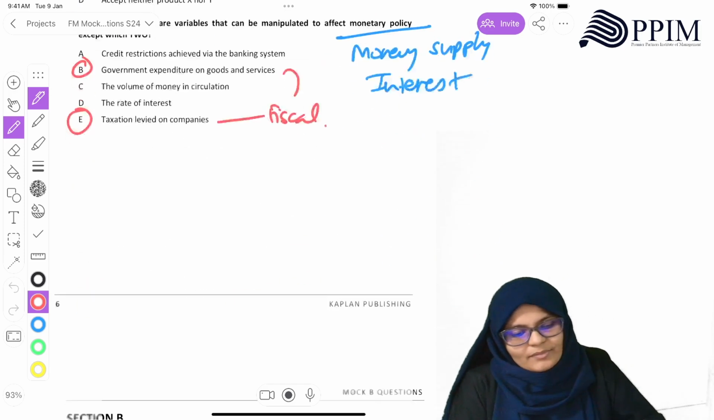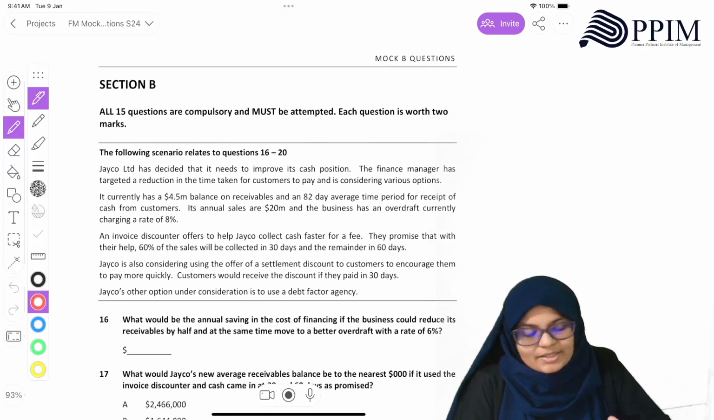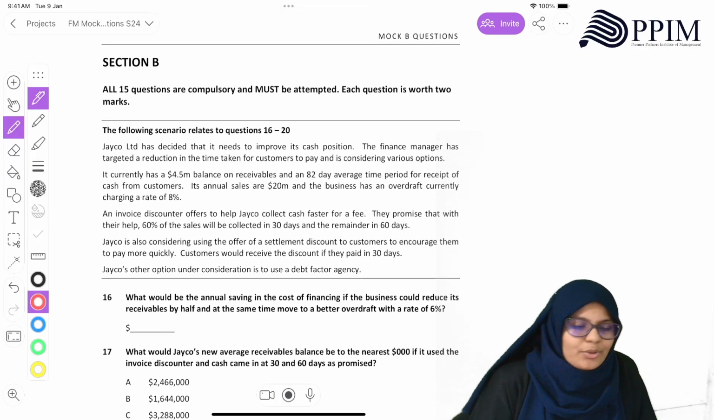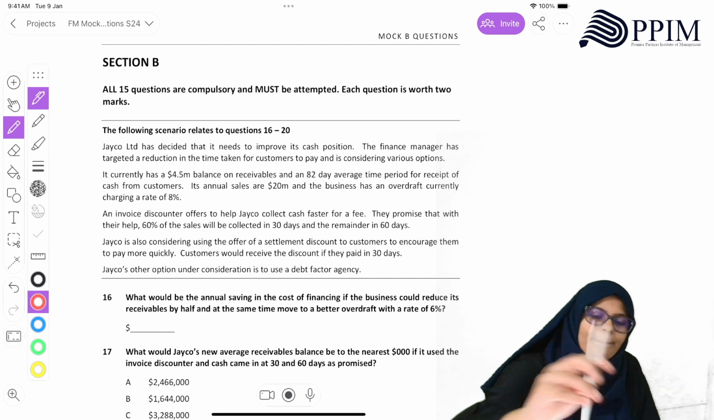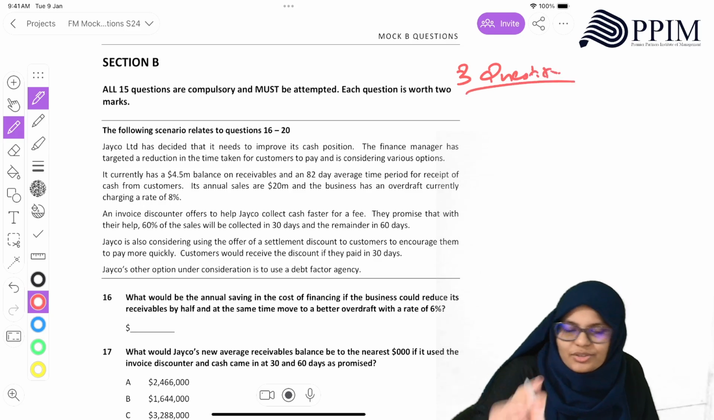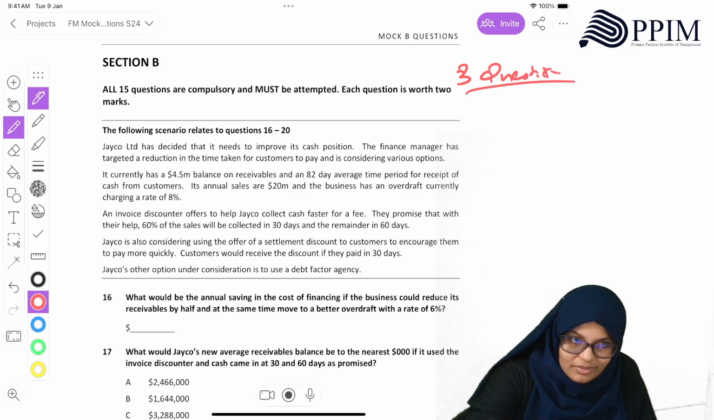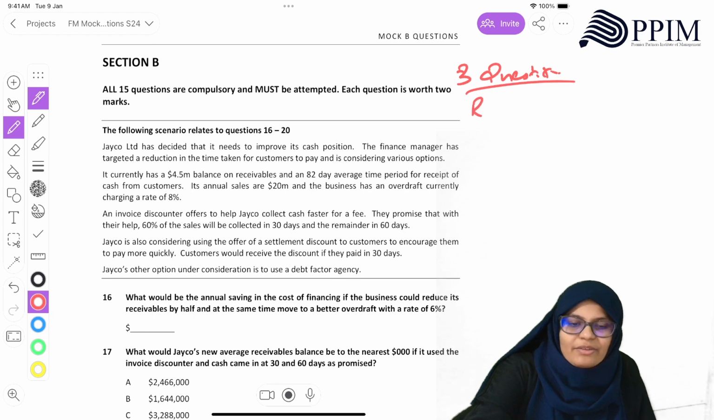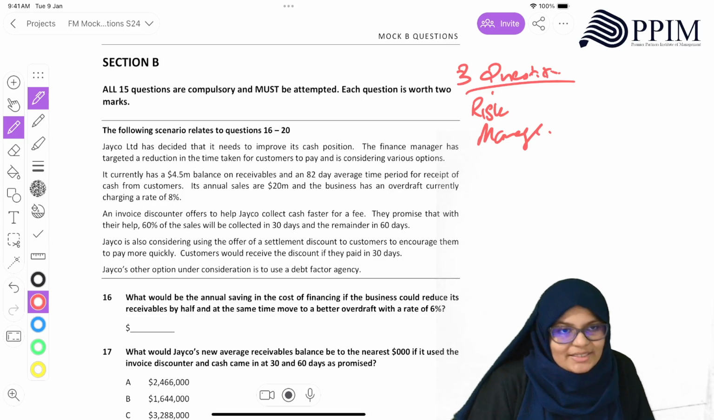Right. So section B, basically you will have 3 questions. And most of the time, I am not telling you it's going to happen always, one of them will be from risk management. Risk management means foreign exchange and interest rate risk.